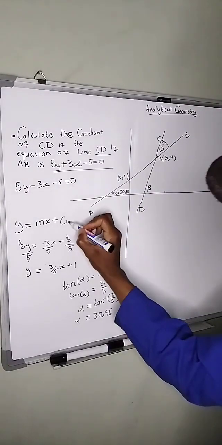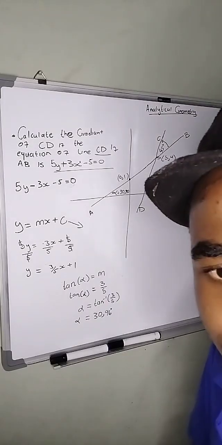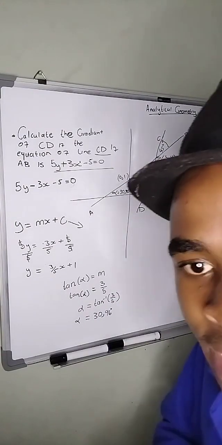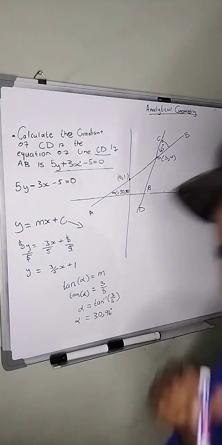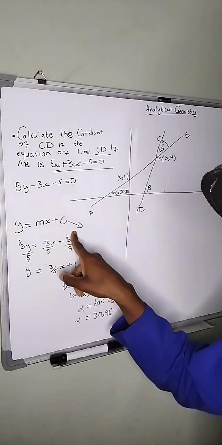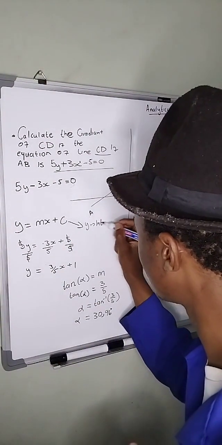What is the representative of this? What does C represent? X is 0 on the y-axis and y, we have it in one equation. What is the representative of C? It's going to be the y-intercept.